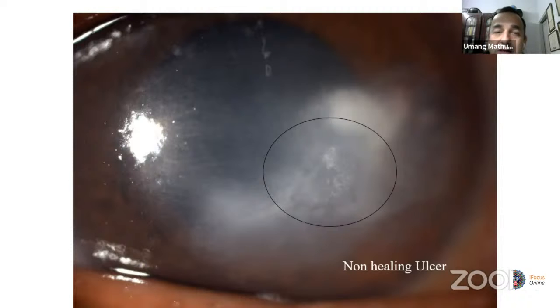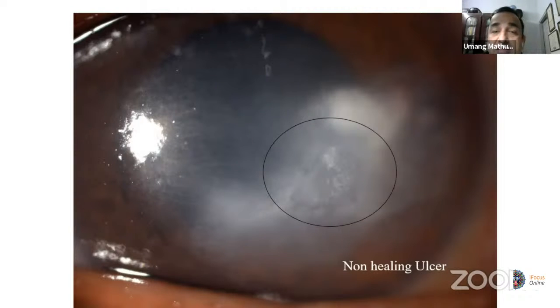Why? Because the afferent limb of the tear reflex doesn't work, right? So I'll give a homework to most of the PGs. Go back to your anatomy class and draw the tear reflex. What is the afferent and what is the efferent nerve? I'm not discussing it here, right?